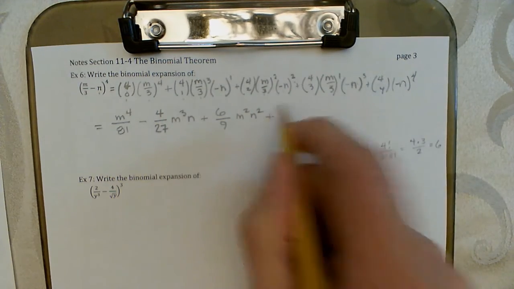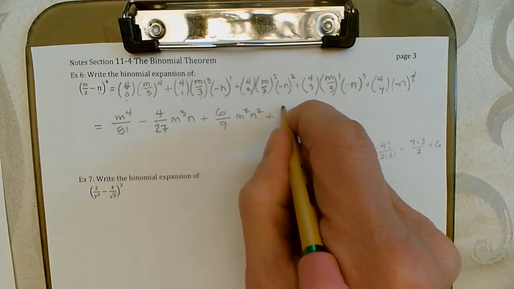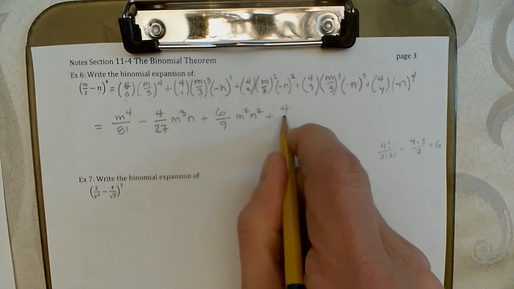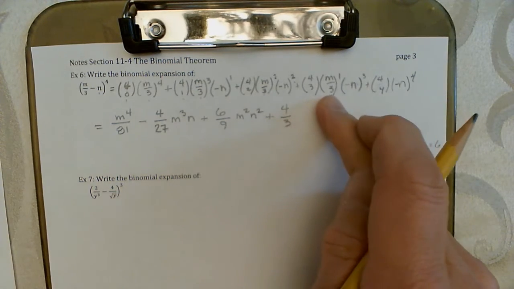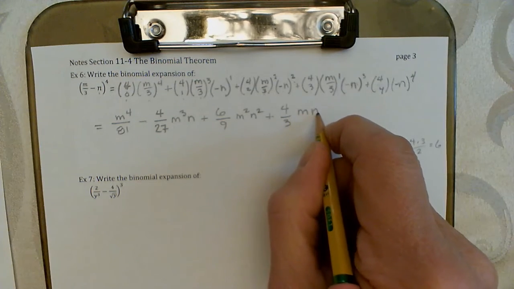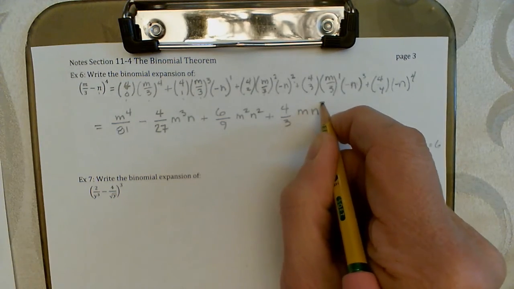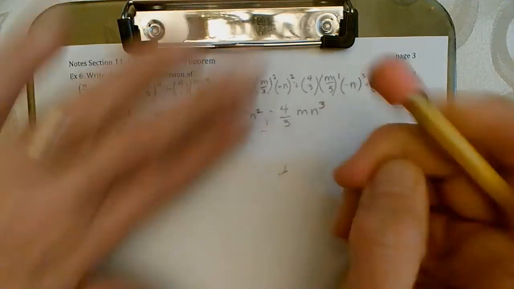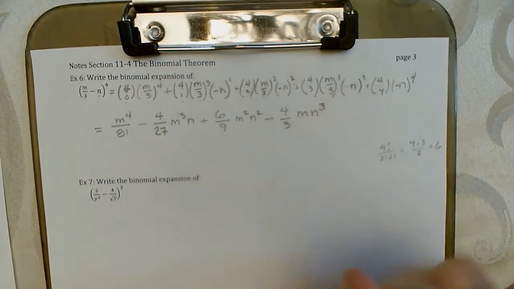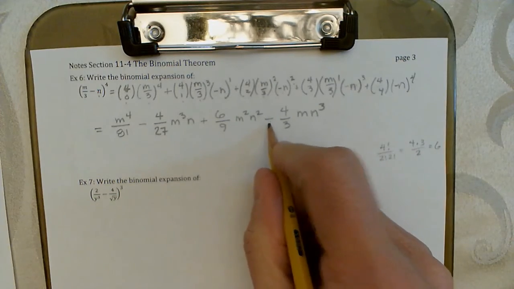And so this will be 4 upstairs. Now, the 27 is not going to be the same. That's just going to be 4 over 3 this time, because the 3 is being raised to the first power. Then m, and then n cubed. Oh, that's being cubed, so this is a negative this time, because that negative n is being raised to an odd power, therefore the term should have a negative.